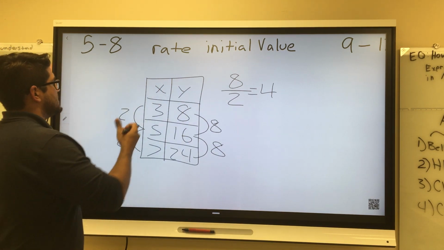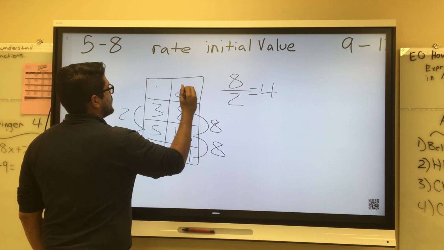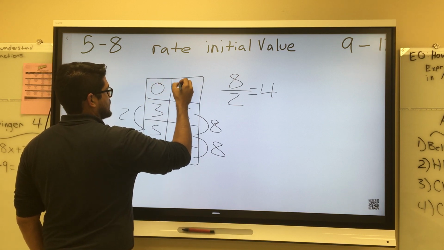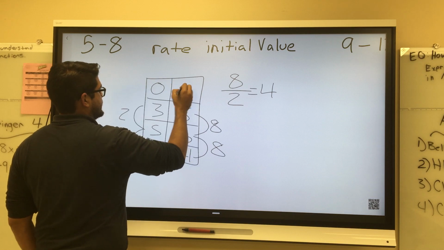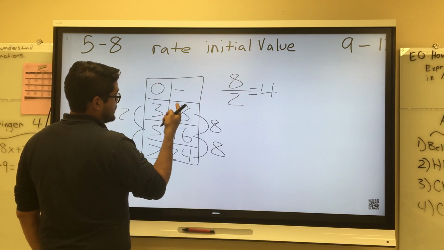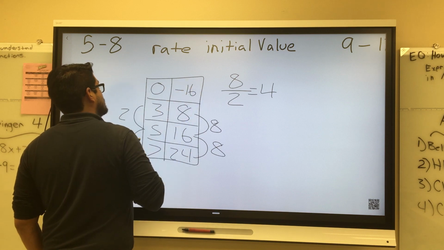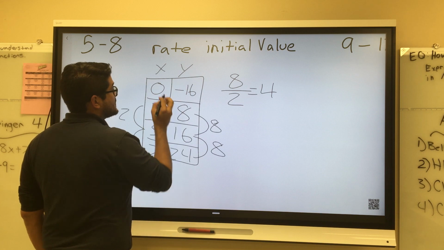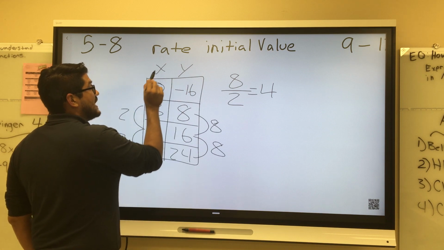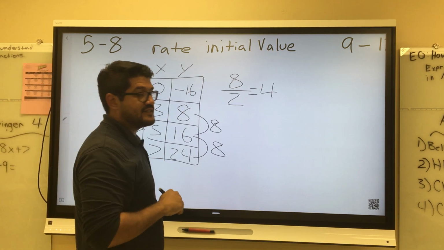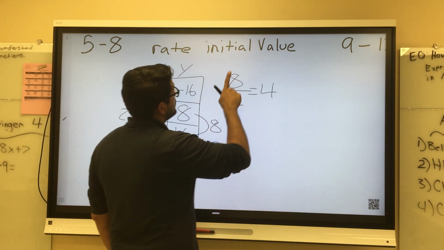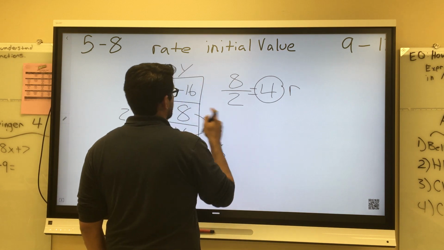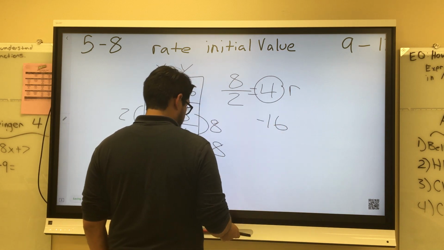So the rate for this is 4. Okay? Now usually in these things, if you want to find the initial value, they're going to have to give you what X is. For 0, that'll be negative 16. So negative 16 for this one. So this is X and this is Y. So what's the initial value? What's the answer when X is 0? The answer is negative 16. So this is the rate, and the initial value is negative 16.